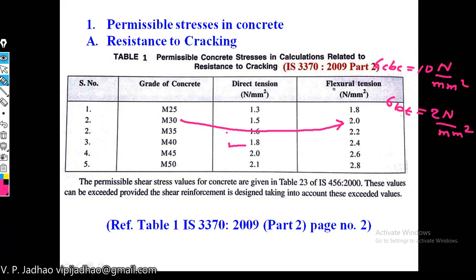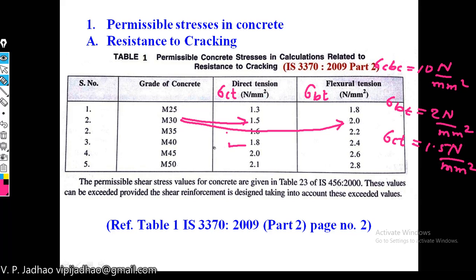The next value we have to find out is the value of sigma CT. This is sigma BT. We have to then find out the value of sigma CT, that is the permissible tension stress in concrete in direct tension. So for M30 grade of concrete, you can see here it is given as 1.5 Newton per mm square.